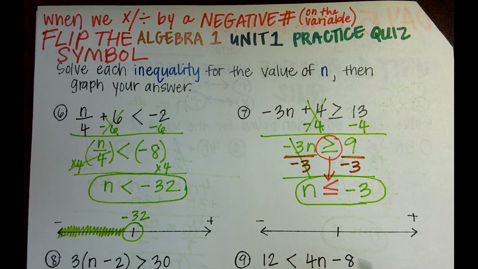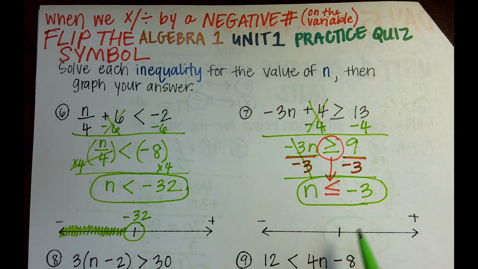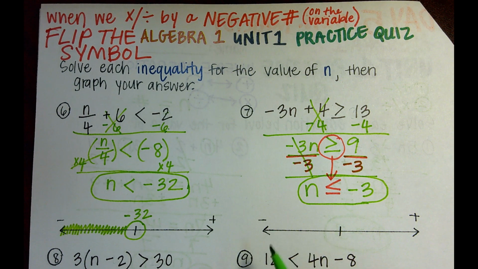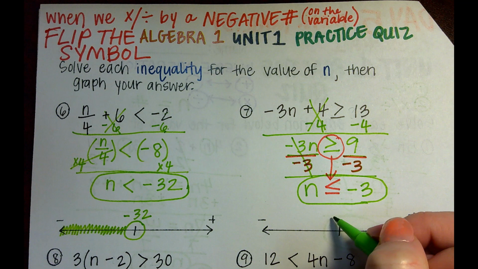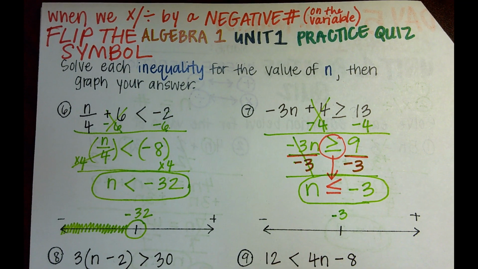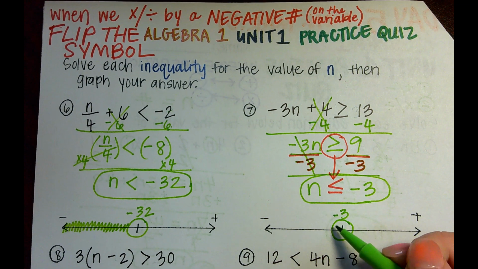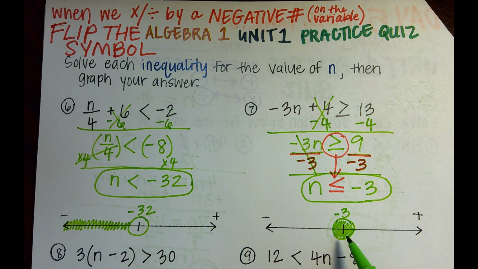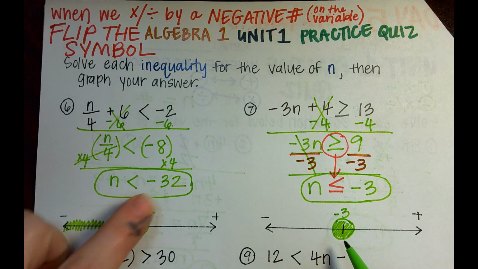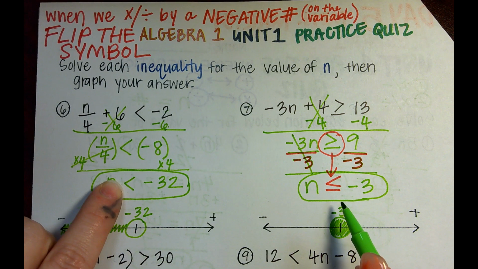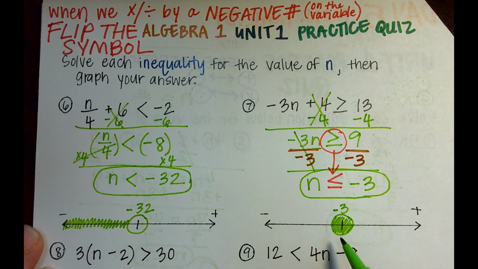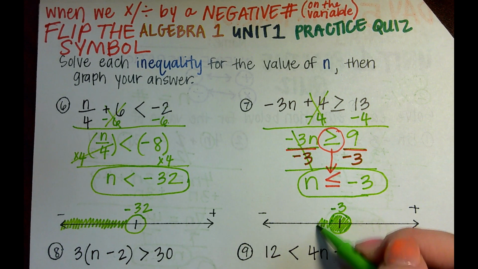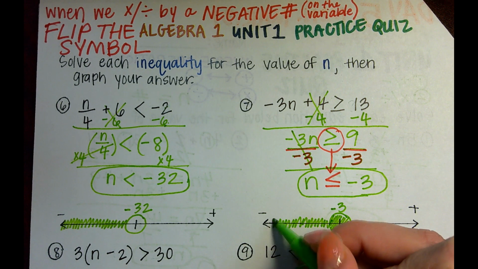Okay. So we have our answer. n is less than or equal to negative 3. So how do we graph it? Negative 3 on the line. Circle it. Color it in. Why do we color it in this time but we didn't last time? Because it's less than or equal to. Yes. On number 6 we had less than. Number 7 is less than or equal to, that little line under the symbol. When you see that line, we color the circle in. Shade to the left. Good. Very nice.